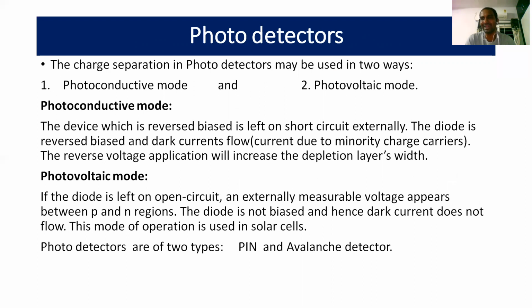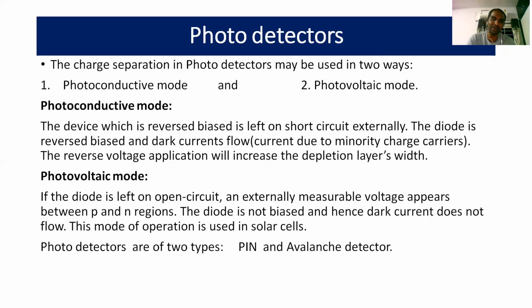So what is this photoconductive mode? The device which is reverse biased is left on short circuit externally. The diode is reverse biased and dark current flows. The reverse voltage application will increase the depletion layer width. So these are a few important points related to the photoconductive mode.